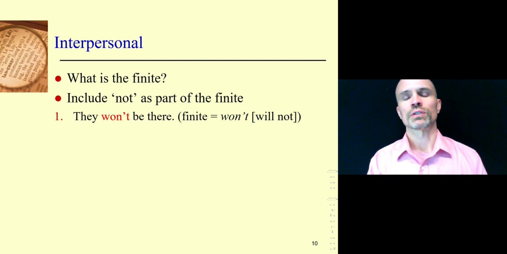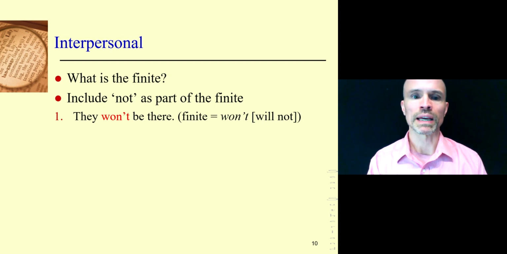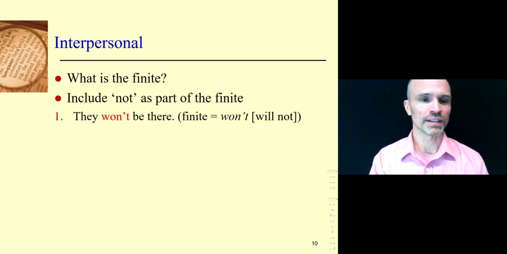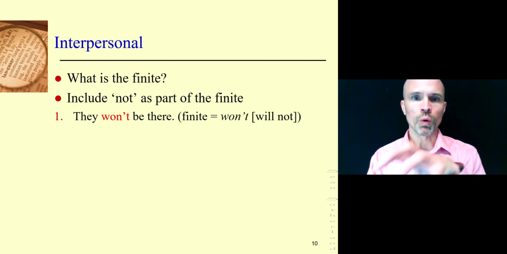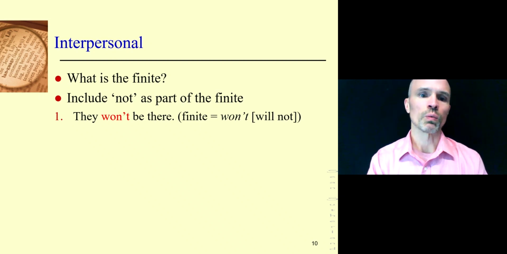How would you turn that into a question the most normal way? You'd take that finite, won't, right? The whole verb in the sentence one here, they won't be there. The whole verb is won't be. If you wanted to turn that into an interrogative, you would move won't to the front, right? You'd say, won't they be there? And that's how you'd make it into a question.